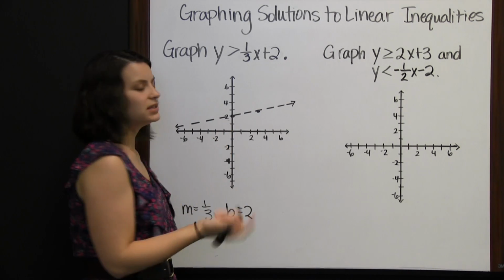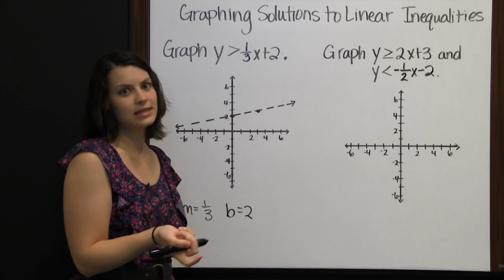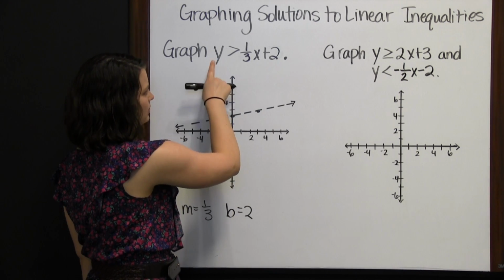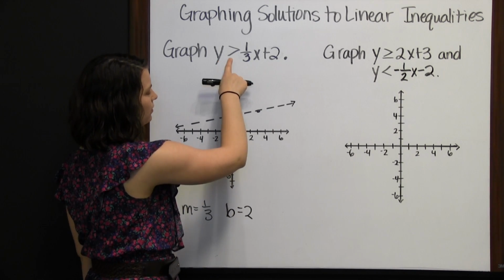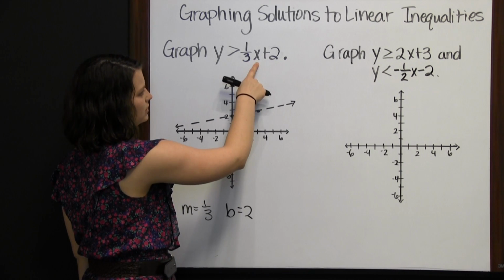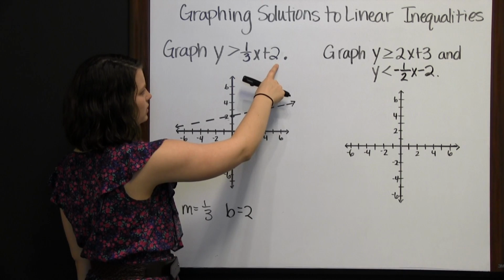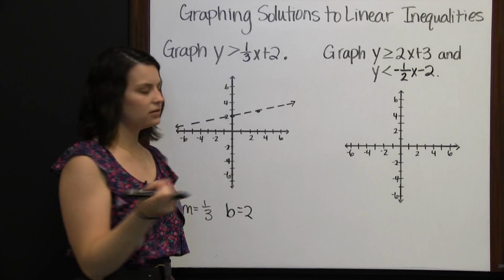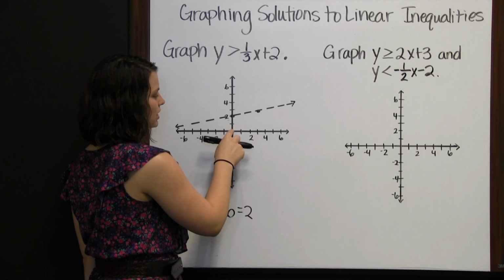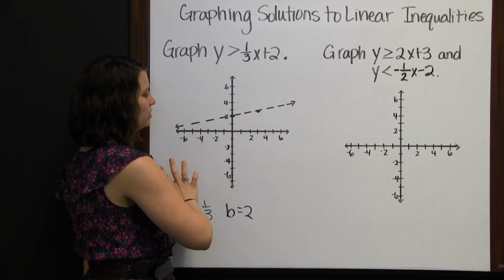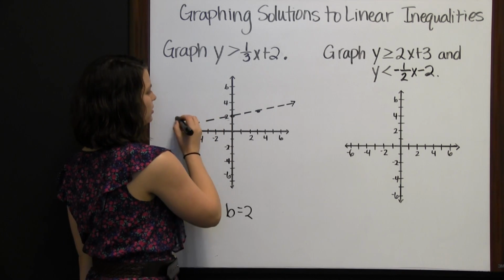A good point to use is 0, 0 because it's pretty easy to solve for. So y is 0. Is 0 greater than, and then again we'd plug in 0 for x, 1/3 times 0 is 0, 0 plus 2 is 2. So is 0 greater than 2? No, it isn't, which means since 0, 0 does not work, it is not a solution, then this is not the side we shade. So we shade the other side.